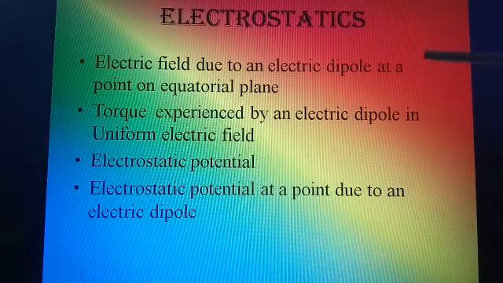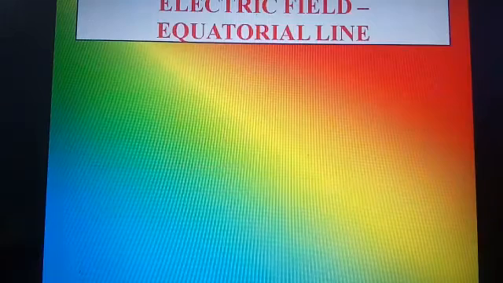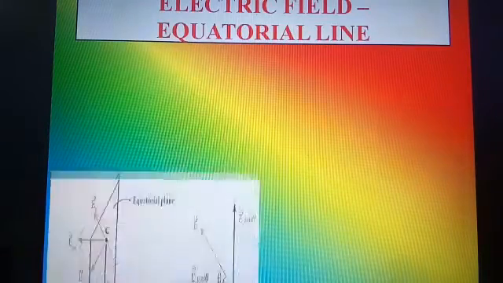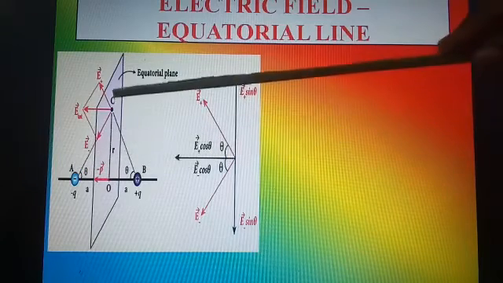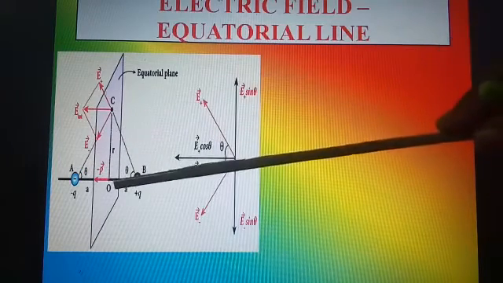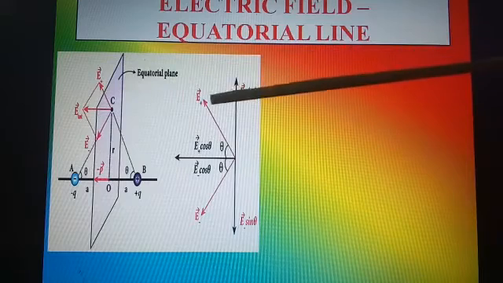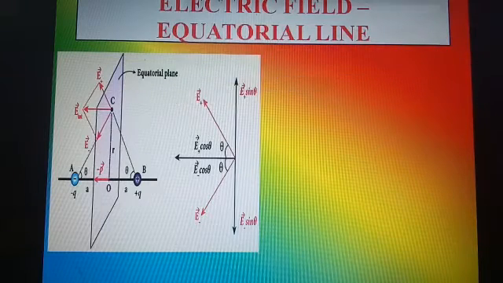First, we will see the electric field on the equatorial line. You see the diagram. Here the points are A, B and C. Here the distance from the midpoint is r. So consider a point C at a distance r from the midpoint O of the dipole on the equatorial plane.